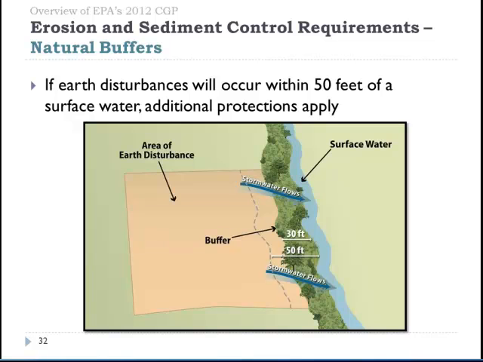So in the permit, we determined that the buffer requirements would apply for any sites that have disturbances within 50 feet from a surface water. So here's just a picture of an example of where the buffer requirements would apply. In this example, because the site is disturbing within 30 feet of the surface water, the buffer requirements would apply to them.